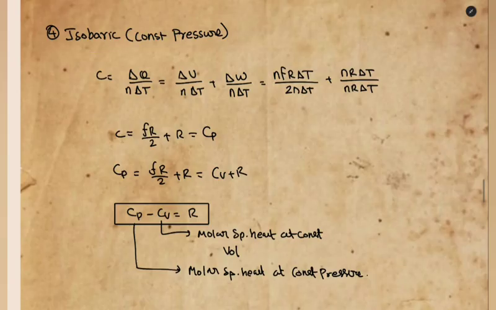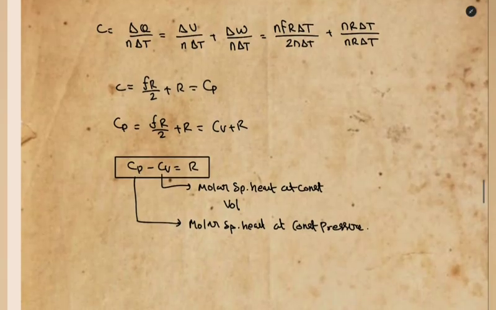Next is isobaric, constant pressure. In this we will introduce another term called Cp. Do the same thing: expand it and put N FR delta T and N R delta T here. N delta T is already given here. So this will give you a formula: C is equal to FR by 2 plus R, which is equal to Cp, the molar specific heat at constant pressure. So it finally gives you a very important formula: Cp minus Cv is equal to R.